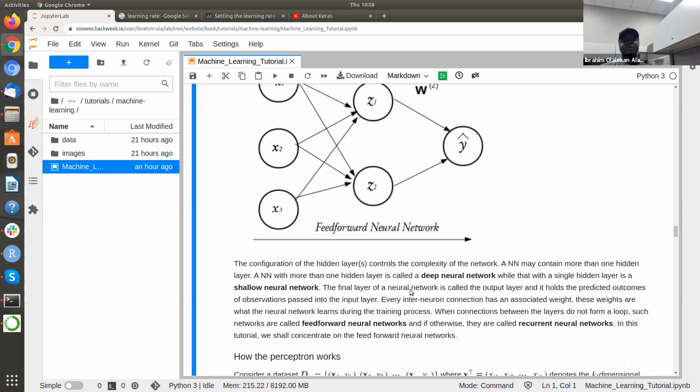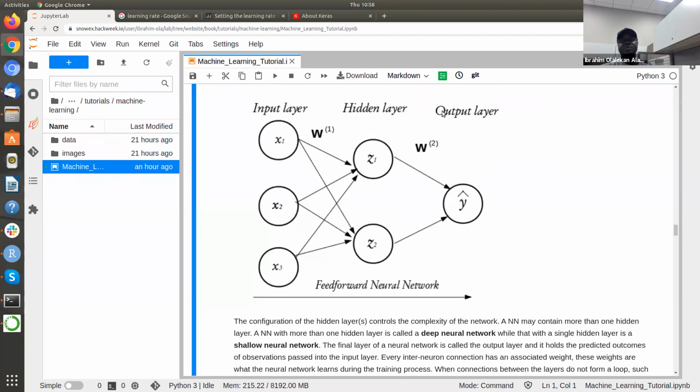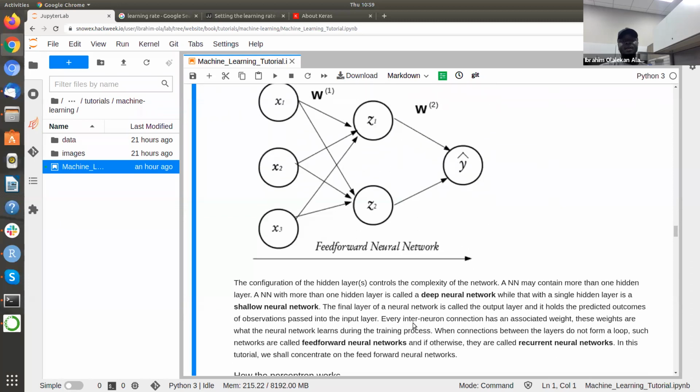The final layer of the neural network is called the output layer, and it holds the predicted outcomes of the observations passed through the input layer. So when you pass some observations here, it does some mathematical operation here, and then it brings the output. This is called the output layer. Every interneuron connection has an associated weight. So for each of these connections, there are weights, and they are often initialized randomly.